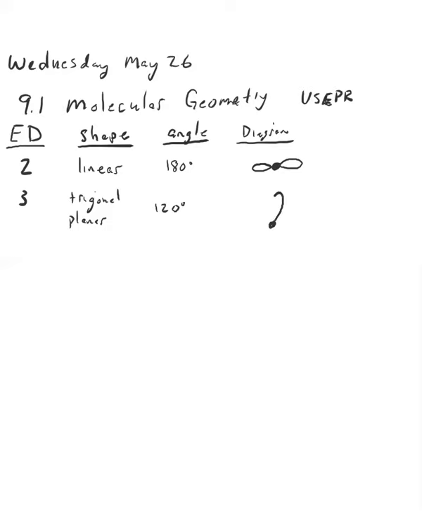And it looks kind of like a little propeller, like a 3-bladed propeller. Okay, it's flat. It's flat, so it's 2-dimensional, so trigonal planar, little triangle. If you get up to 4, now it becomes 3-dimensional. And so that was called tetrahedral. And that was 109.5 degrees.